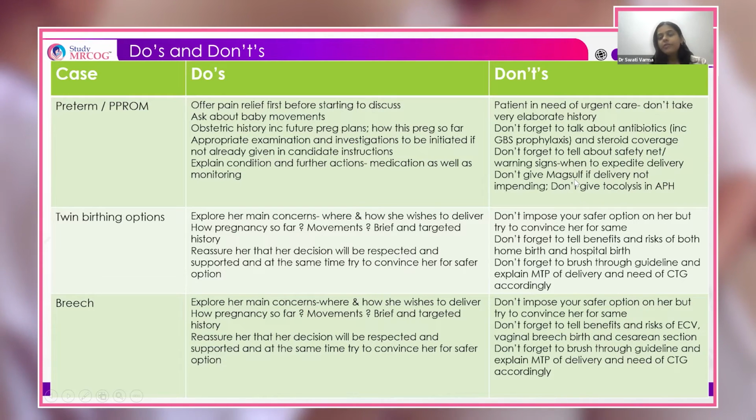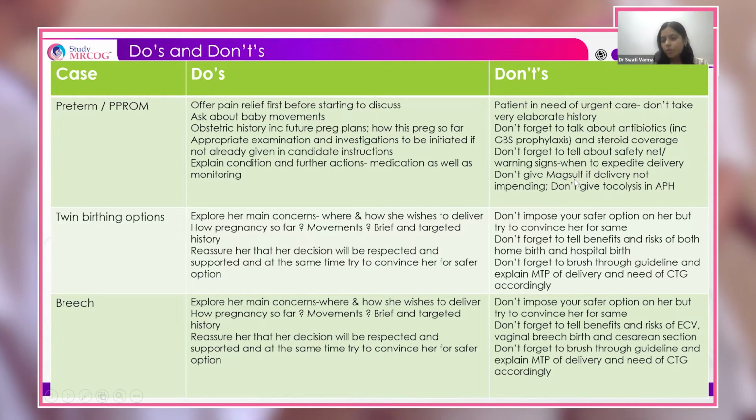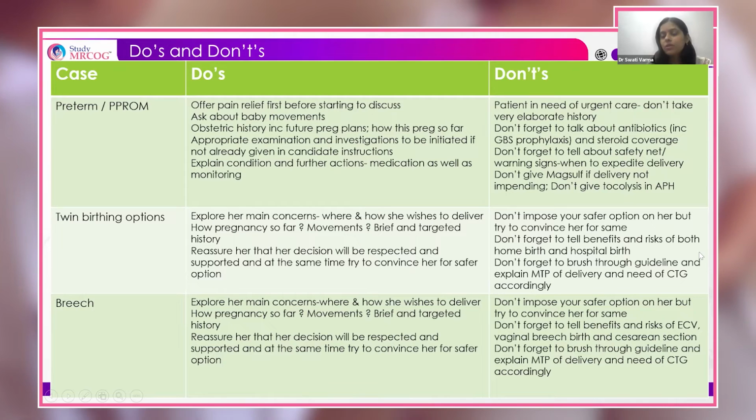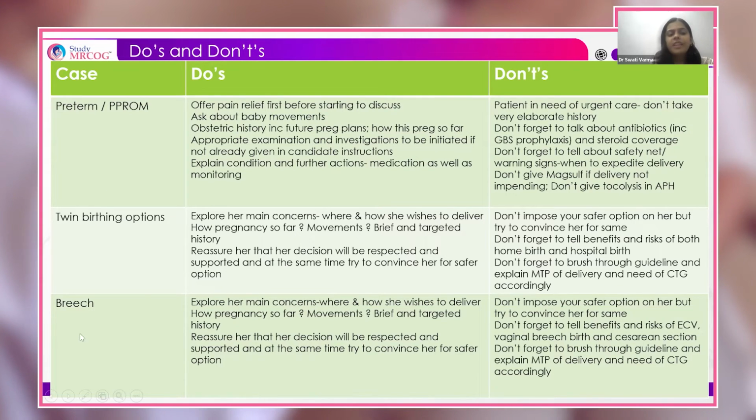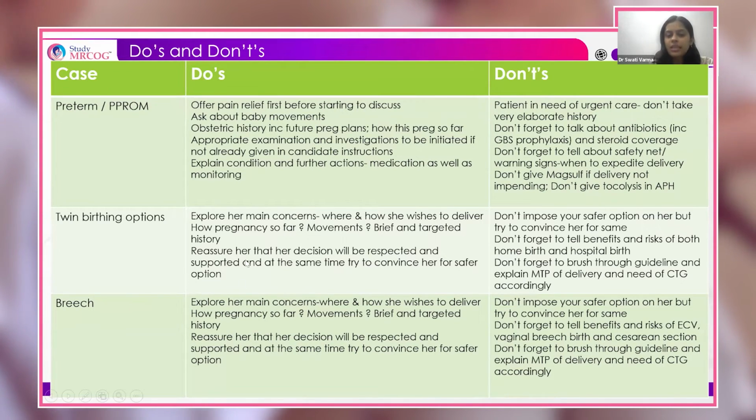Don't give MgSO4 if delivery is not impending in 24 hours. And don't give tocolysis in APH. So these are a few things which you will remember when you go through the guideline. Then comes twin birthing options. Again, whenever any birthing option is there, breech birthing option, twin birthing option, these things remain the same. The do's will remain the same.